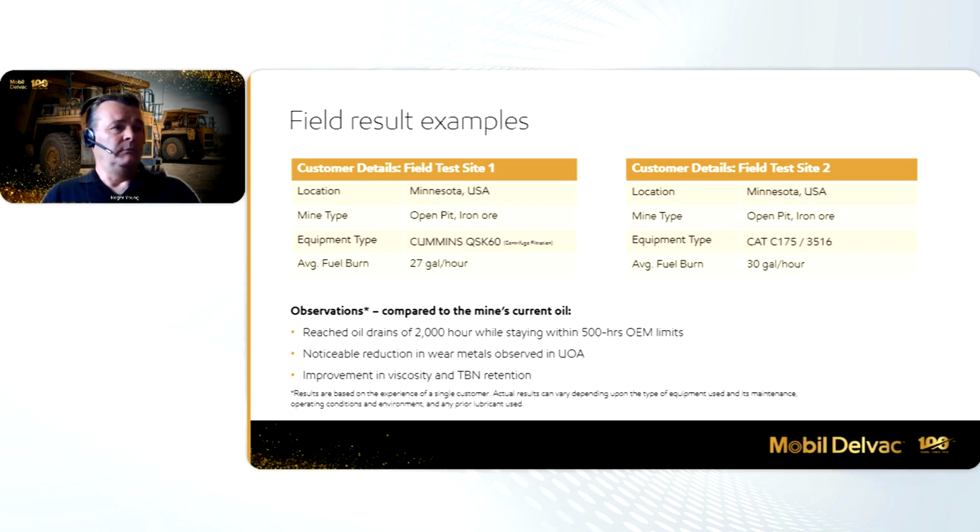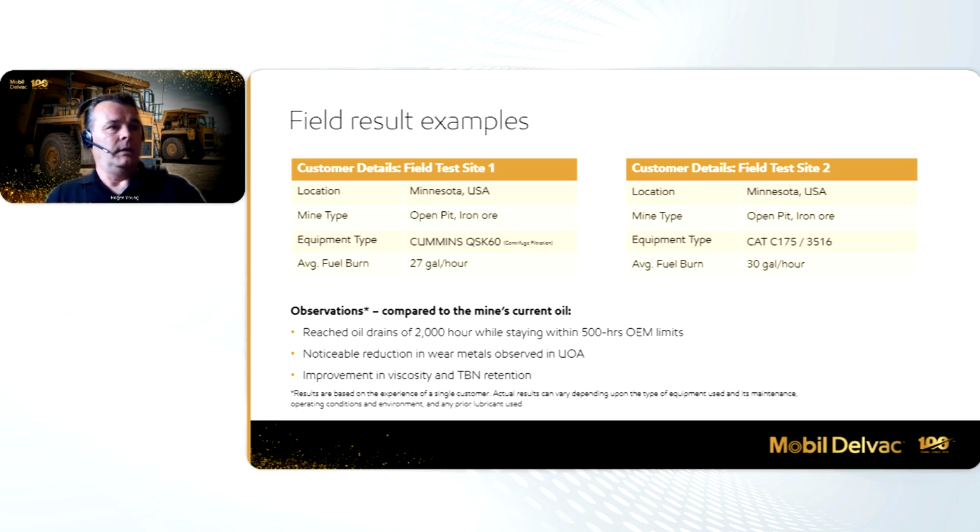Here are some observations from a high level. The target was 2,000 hours. They reached that 2,000 hour target at this particular site. And they did not make their own custom limits. They actually used the normal limits that you would use for a 500 hour oil drain interval. So that, in my mind, is very impressive.